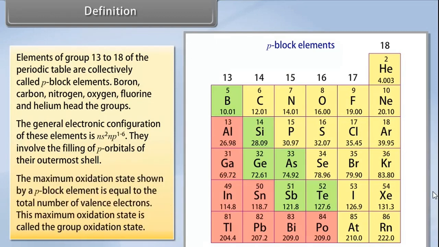The maximum oxidation state shown by a p block element is equal to the total number of valence electrons. This maximum oxidation state is called the group oxidation state.